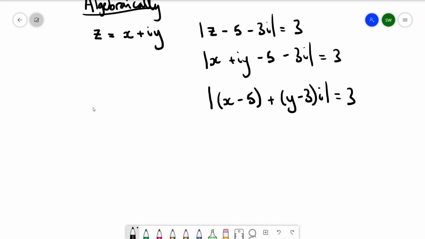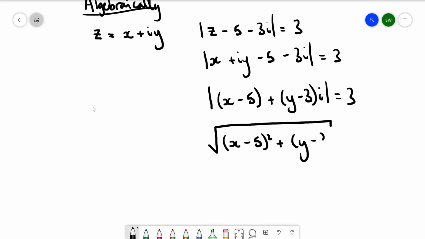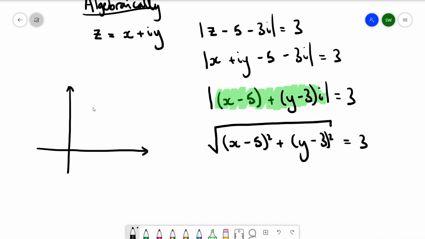Well, the modulus of a complex number is equivalent to working out the square root of the real part squared plus the imaginary part squared. If you don't like that, then think we've got this complex number here inside the modulus symbol, and we could think about that on the Argand diagram. I'm not sure where it is, but it doesn't matter. I'm just drawing the diagram to help us think about it. So this is our complex number that I've shaded in green. The real part is x minus 5, and the imaginary part is y minus 3.